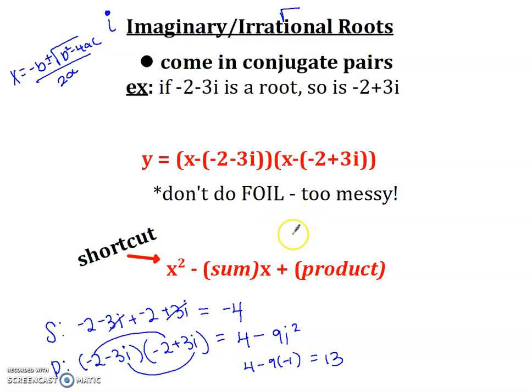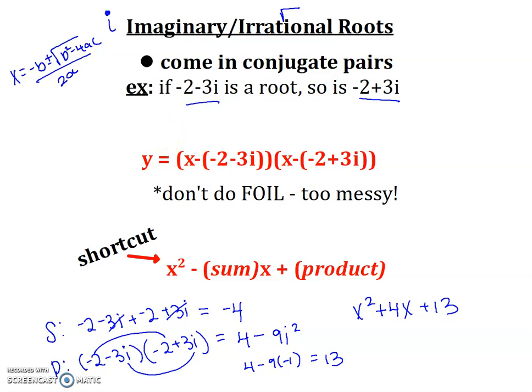So if I wanted to write a polynomial that has these two zeros, I would do x squared minus what I got for the sum, so that would be minus a -4, so that would be plus 4x, and then plus the product, which would be 13. So if I wanted to check, I could do the quadratic formula here, and it would give me these two answers as my roots.